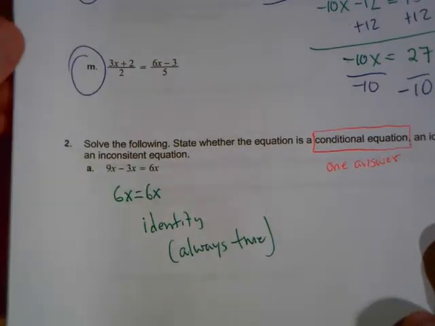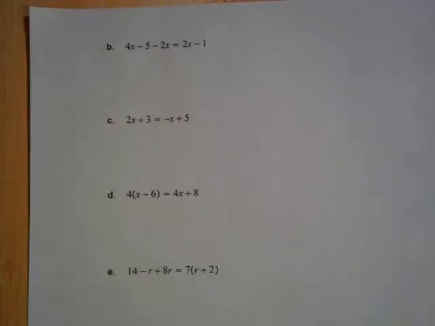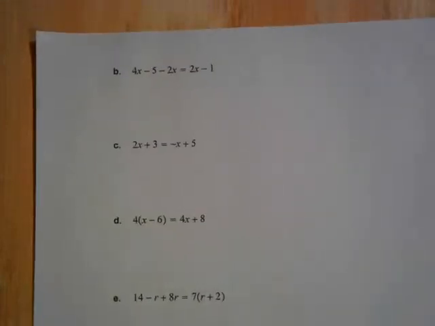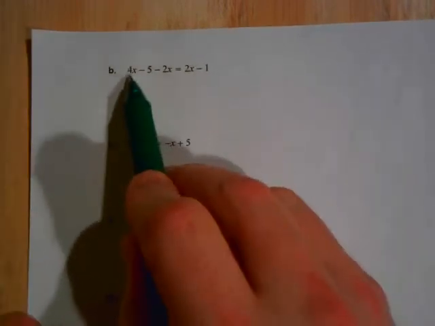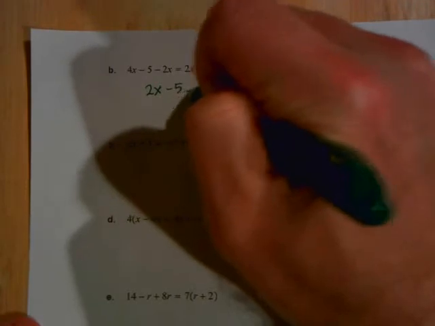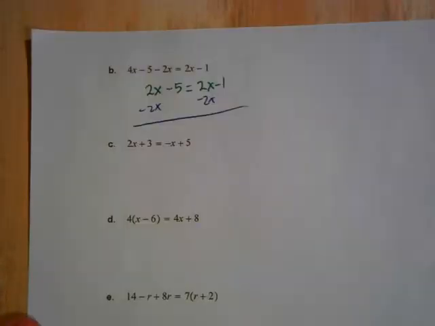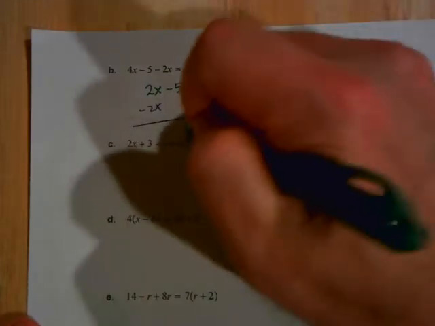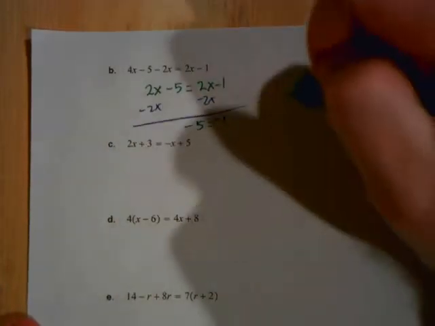And that brings us to the other option, inconsistent. I'm guessing B here is inconsistent. Let's find out. If I try to solve B, I combine my like terms. 4x minus 2x is 2x. So I have 2x minus 5 equals 2x minus 1. I get my x's together. I do minus 2x. And I notice something very bizarre happens. 2x minus 2x, that's 0. The x's go away. I get minus 5 equals minus 1. When does minus 5 equal minus 1? The answer is never. And that's called inconsistent.